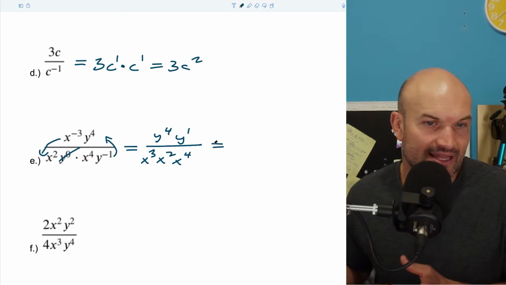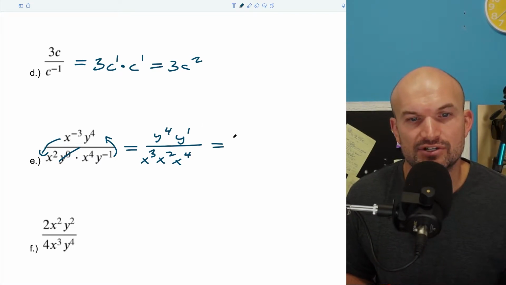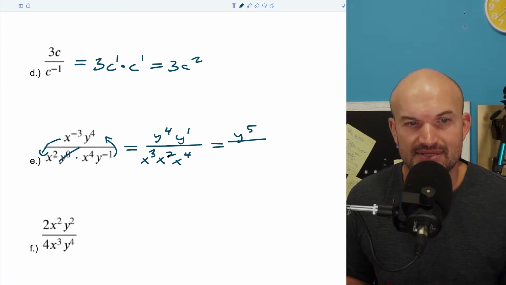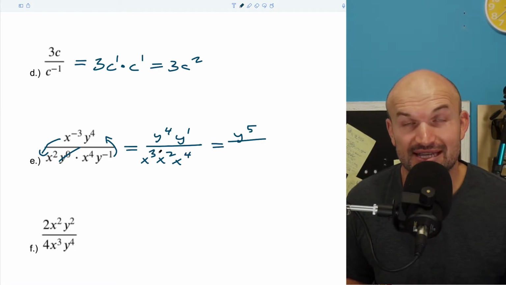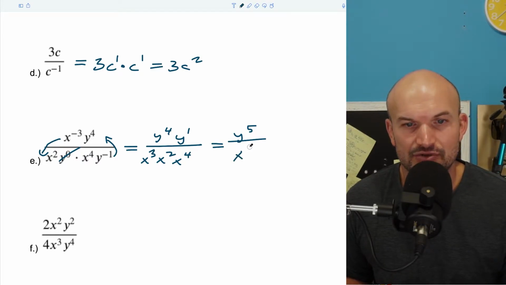Now I can multiply them and add their powers. So this would be y to the 4th times y to the 1st, which would be y to the 5th. And then this is going to be x cubed times x squared. Sorry, you're just adding the powers. So 3 plus 2 plus 4 is going to be x to the 9th power.